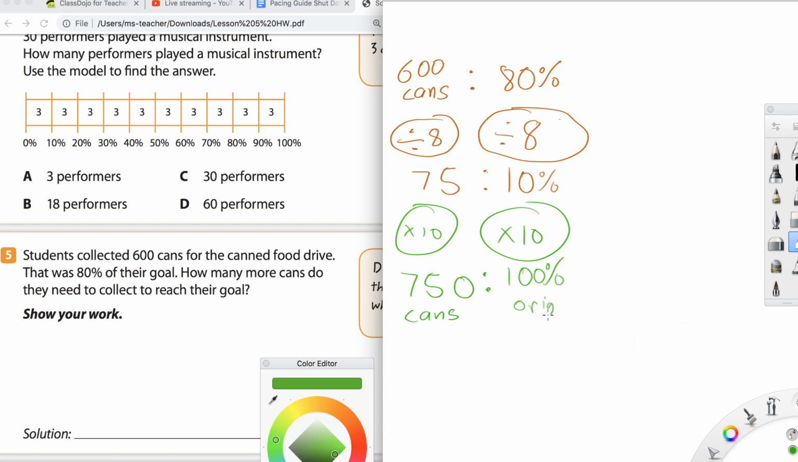Now, what is the question asking us? How many more cans do they need to collect to reach their goal? They collected 600, but their goal is 750. So you must subtract so you can find out how many more cans they need to reach their goal.